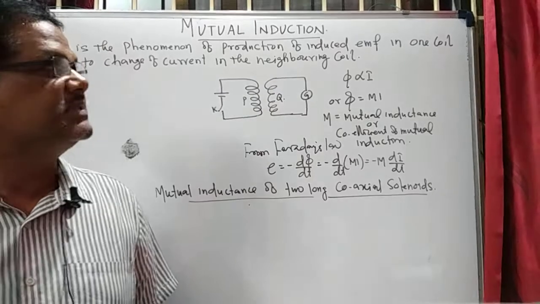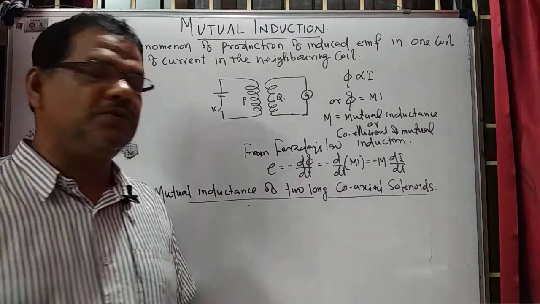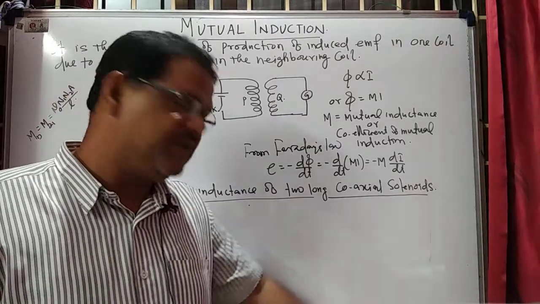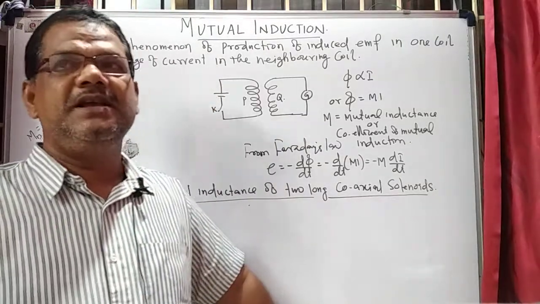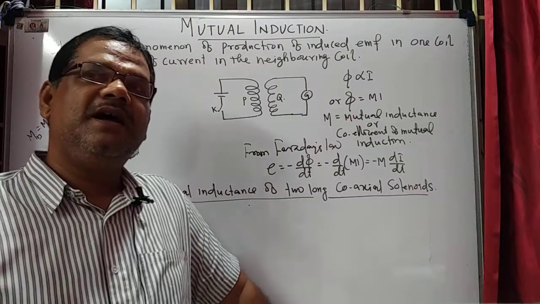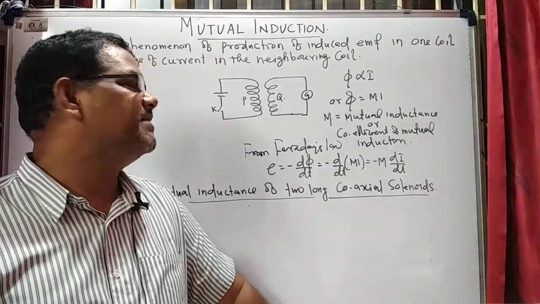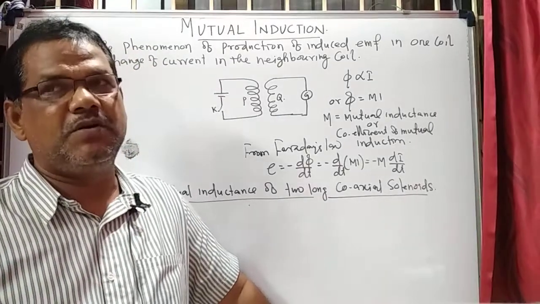Good morning students. In the last video you already discussed self-induction. Here we have to find out the mutual induction. Whenever the term mutual comes here, that means two coils will be considered, and in one coil the current will be flowing and the change in magnetic flux will be linking to the second coil.